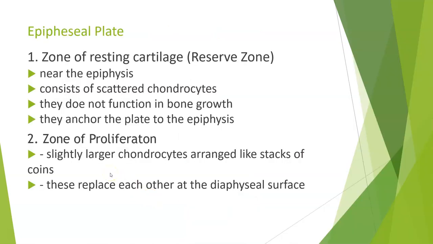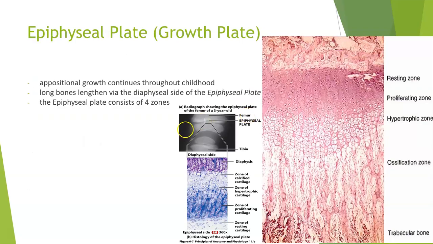So the first part of the epiphyseal plate is called the zone of resting cartilage. This is near the epiphysis. It consists of scattered chondrocytes, and they do not function in bone growth. They anchor the plate to the epiphysis. So we can see here's the zone of resting cartilage right here. Sorry, I may have told you this upside down. I apologize. So this would be the resting zone here. We'll stay with this picture though. Here's the zone of resting cartilage right here, and that's on the epiphyseal side.